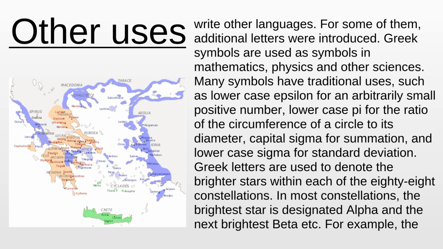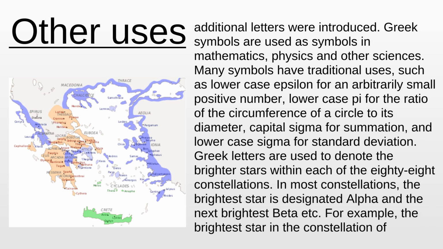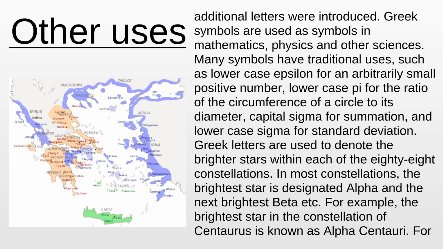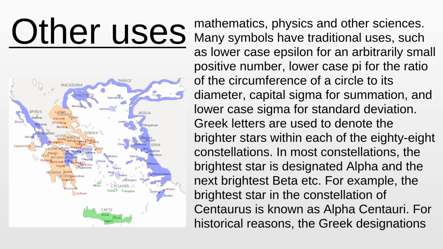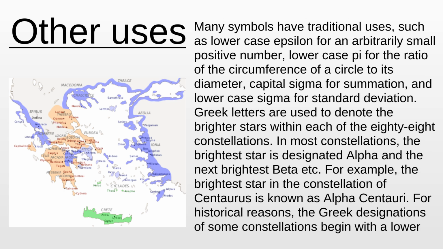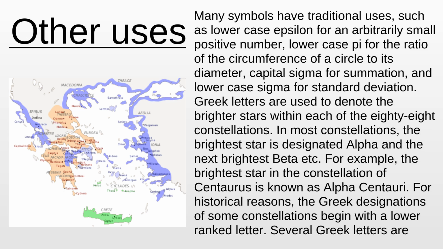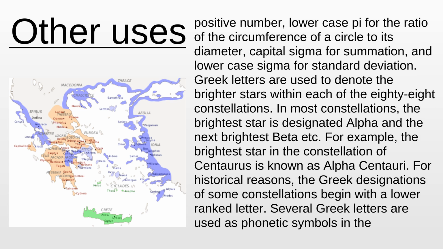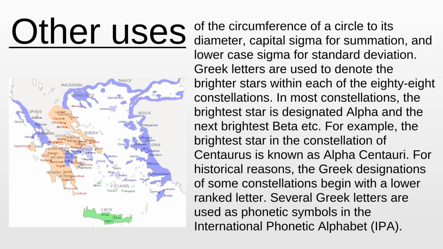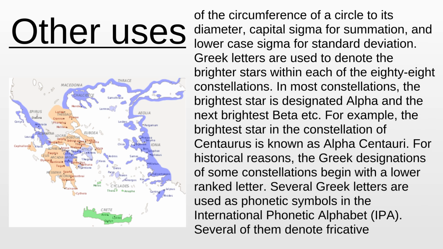Greek symbols are used as symbols in mathematics, physics and other sciences. Many symbols have traditional uses, such as lowercase epsilon for an arbitrarily small positive number, lowercase pi for the ratio of the circumference of a circle to its diameter, capital sigma for summation, and lowercase sigma for standard deviation.